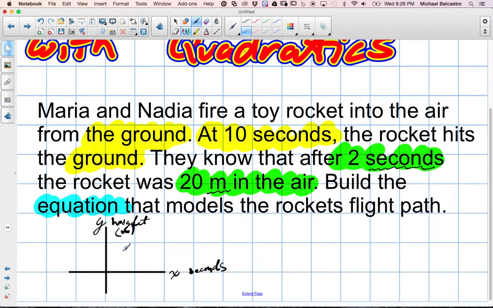When they fire it from the ground, what second do you think they're at? 0. That's right. So one of the x-intercepts is (0, 0). And when does it hit the ground? 10 seconds. Aha, at (10, 0). So that's important for us.